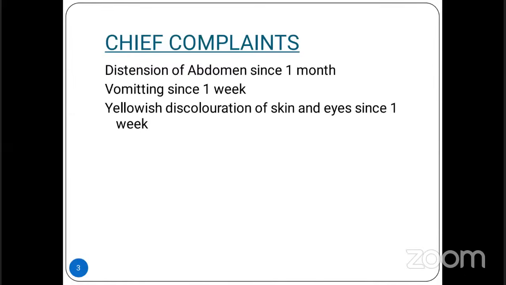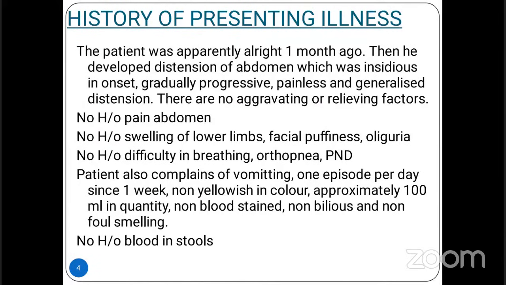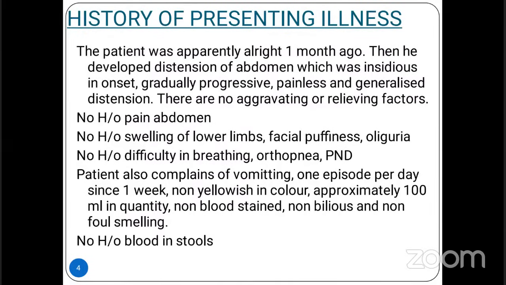Probably fluid. Based on your history, can you tell how you say that it could be due to fluid? It was gradual in onset. That could be due to organ enlargement also. So based on history, how do you say that this distension is possibly fluid? What are the clues on history which could tell you that this is fluid in the abdomen? If it's fluid, where will the fluid accumulate first?